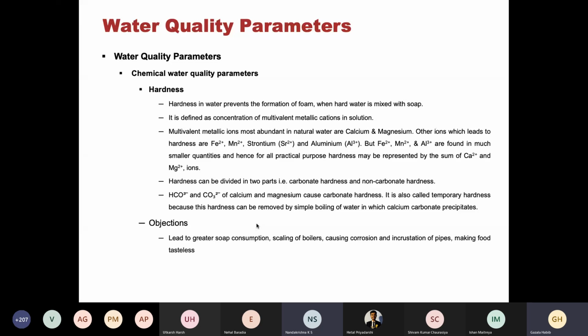Then another water quality parameter, which is a chemical parameter, is hardness. Hardness is similar to what we have learned about alkalinity, except the difference is that hardness could be because of any multivalent metallic ion, because of their carbonate, bicarbonate, or non-carbonate compounds.